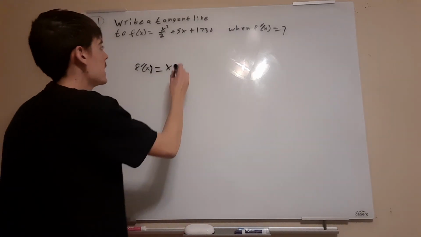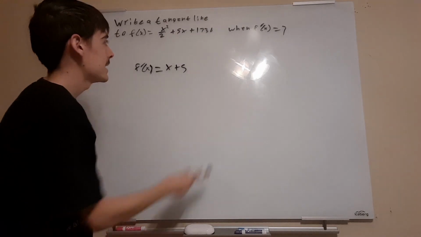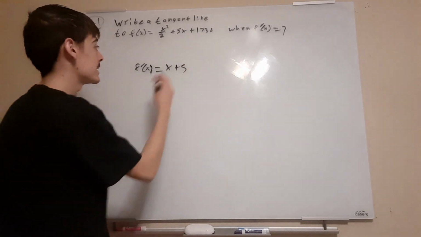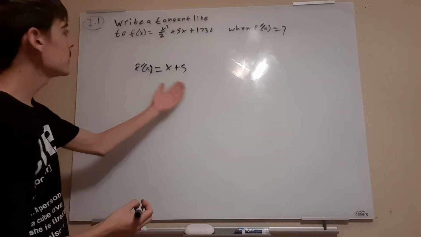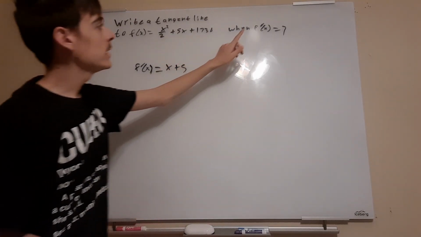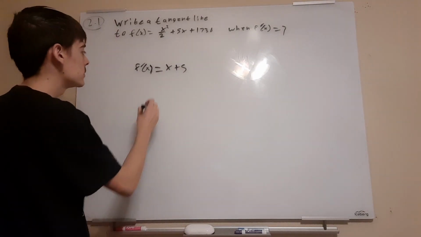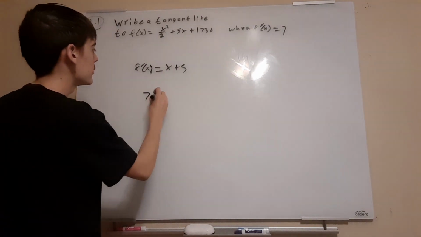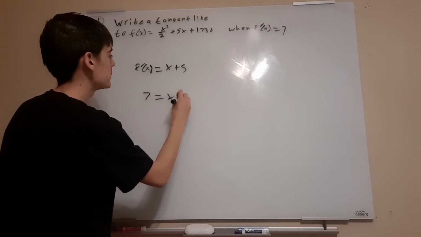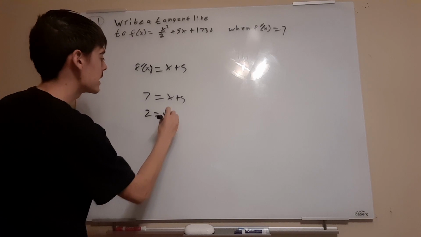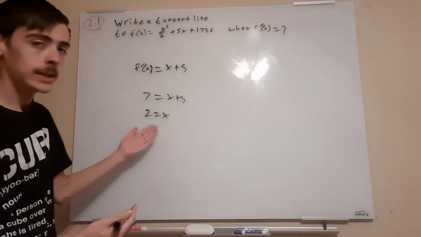Now if we derive 5x, we're just going to get 5. And as I said before, deriving 1,736, it's just a constant, so that's going to be 0. So now we have our derivative function. And so remember, we're given when f prime of x equals 7. So let's just plug 7 in for f prime of x. So 7 equals x plus 5. We subtract 5 on both sides. That will give us 2 equals x. And oh, now we have an x coordinate.